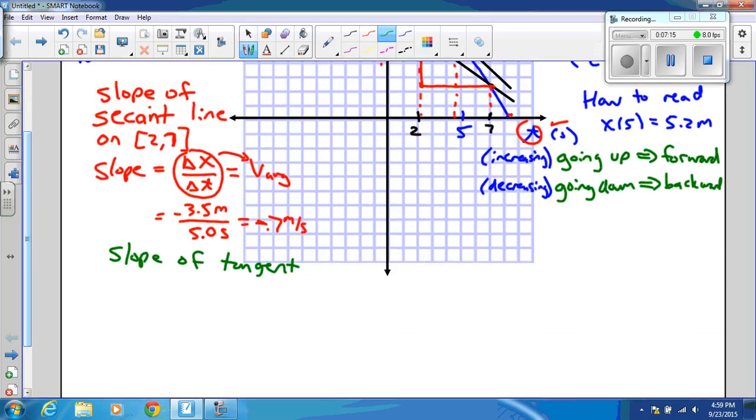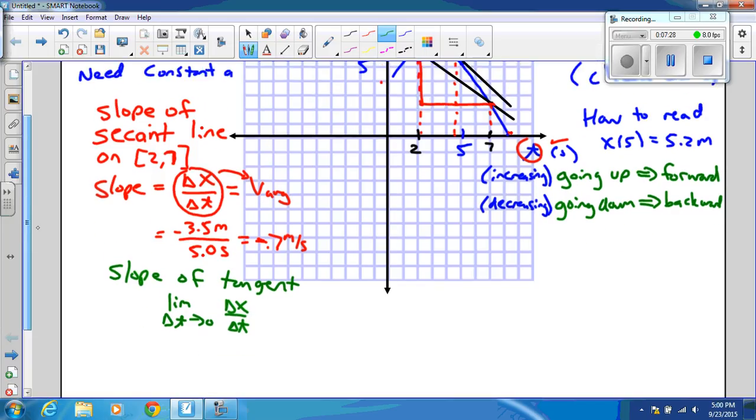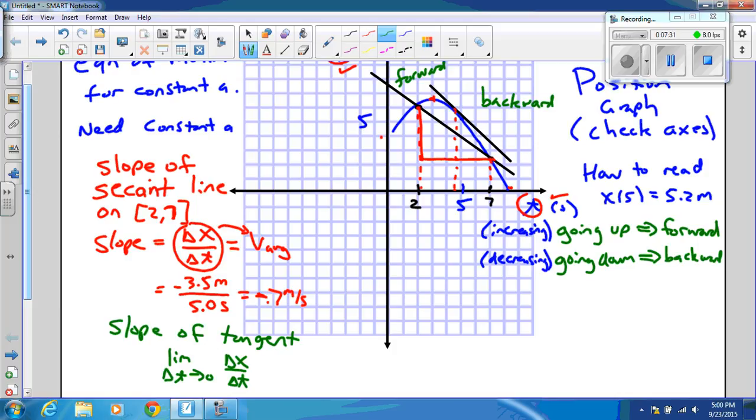It is computed in the same way that we did for the secant line, except that to get a tangent line, we are going to let delta t shrink to 0. So the slope of the tangent line is written as the limit as delta t goes to 0 of delta x over delta t. And when we do that, that gives us the instantaneous velocity at that point. And to get the slope, you simply take 2 points on the line, here and here, and you find the rise over run.